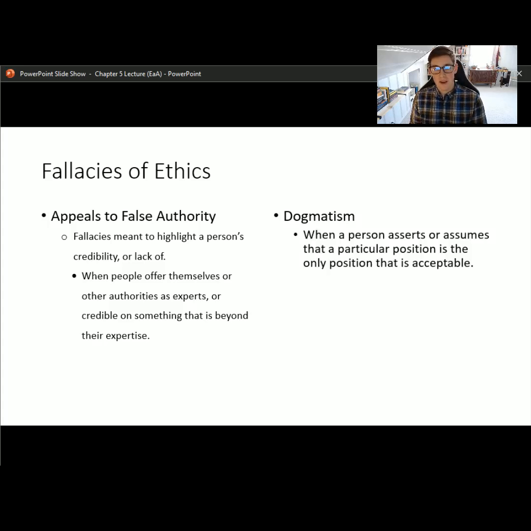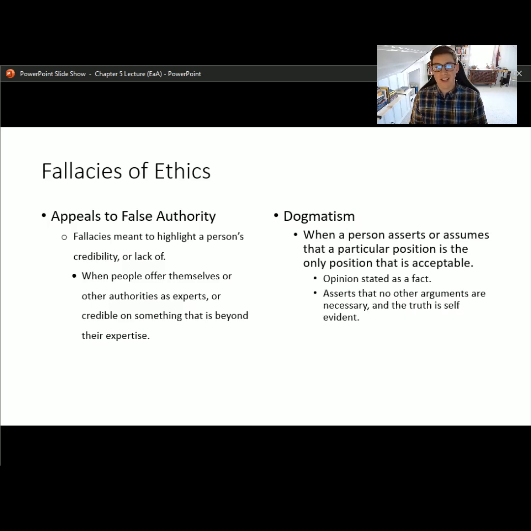The other type of fallacy that we have here is dogmatism. This is when a person asserts or assumes that a particular position is the only position that is acceptable. So it's an opinion that is stated as a fact. We're saying this is the only option. Crunchy peanut butter is better than creamy peanut butter, and I'm not willing to argue about it. There is no other side.